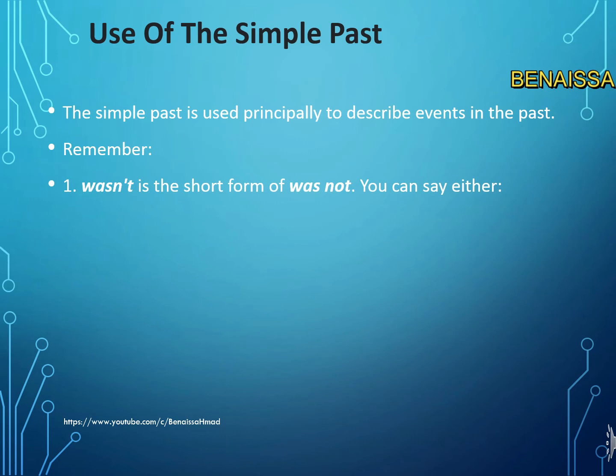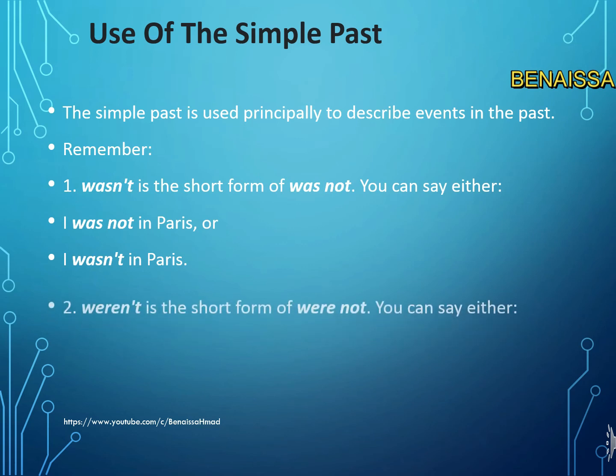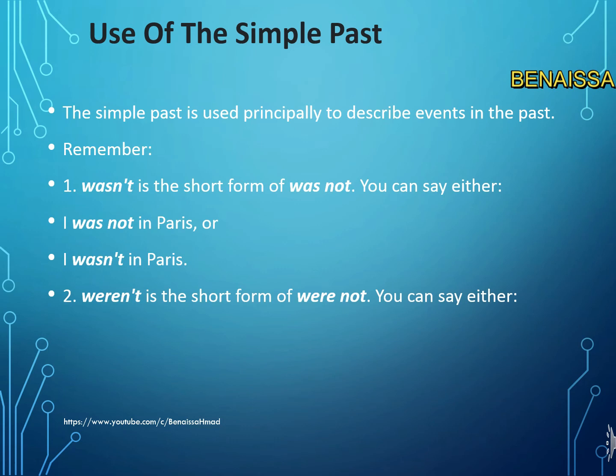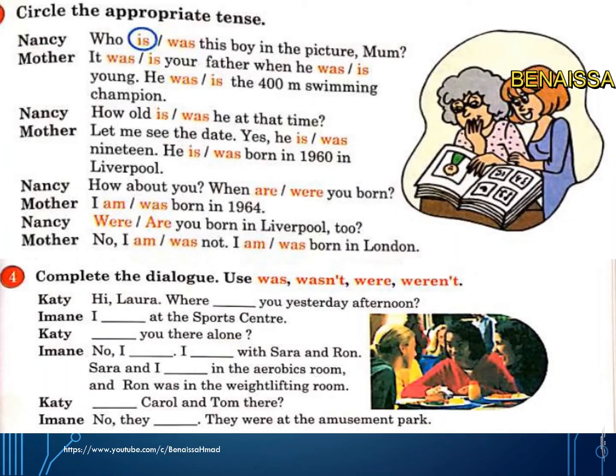For example, we must remember wasn't is the short form of was not. You can say either, we can use either of them depending on the context. We use the short form in speech and the long form in writing most of the time. Number 2, weren't is the short form of were not. Same. So now let's practice.